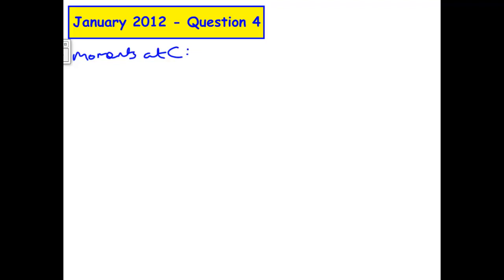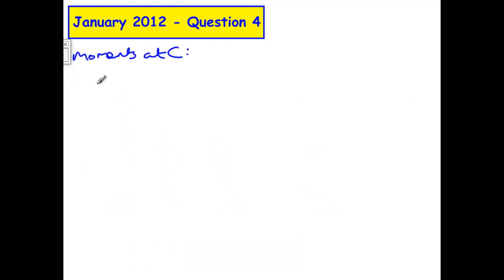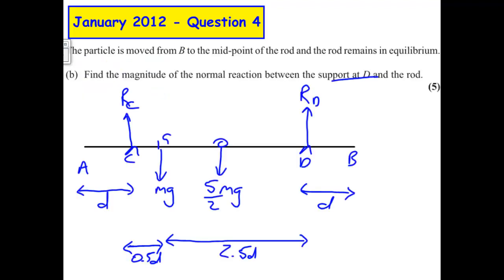at C, and same as always for a rod in equilibrium, I'm going to set the moments acting in a clockwise direction equal to the moments acting in an anti-clockwise direction. So in a clockwise direction, I have the mass of the rod, which is mg, and that's a distance of 0.5d. So I'm going to put that into my equation. I'm going to have 0.5d times mg. That's for the weight of the rod.